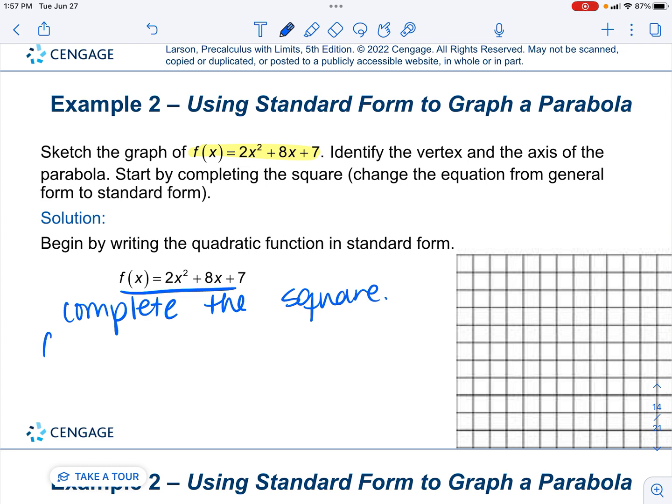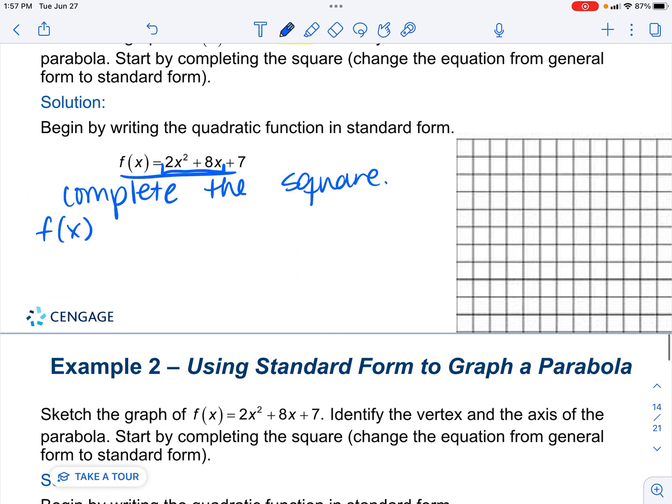So how we're going to do that is first, we're going to take just the first two terms and factor out the coefficient. We really want the coefficient of x squared to be 1. So I'm going to factor out a 2. And I'm going to leave a spot. That's where I'm going to complete the square. That's why that's there. And then the plus 7 is going to stay out.